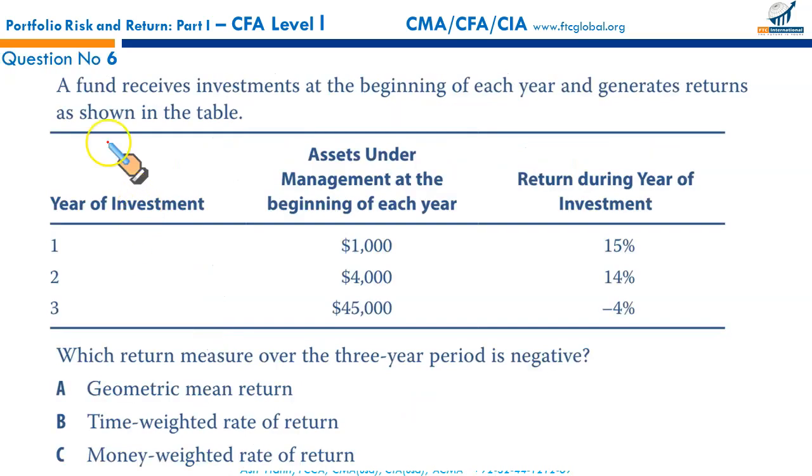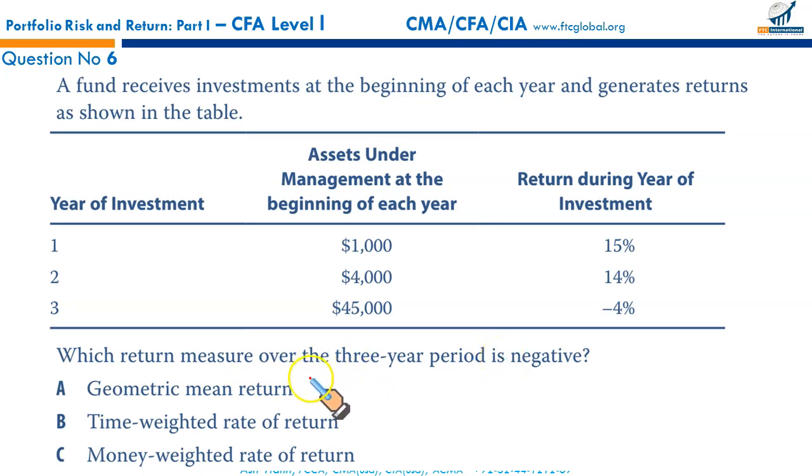Next, a fund receives investments at the beginning of each year and generates returns as shown in the table. Year of investment 1, 2, 3. Assets under management at the beginning of each year 1,000, 4,000, 45,000, and the return during each year of investment 15%, 14%, and negative 4%. Which return measure over the 3 years period is negative?